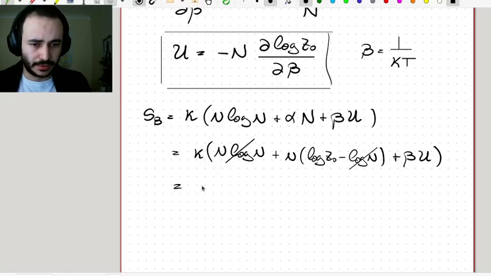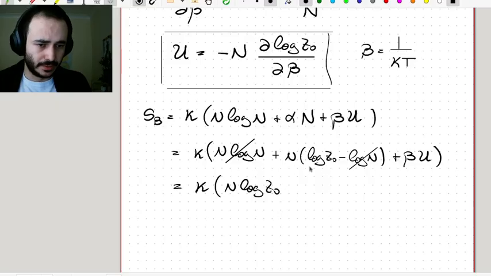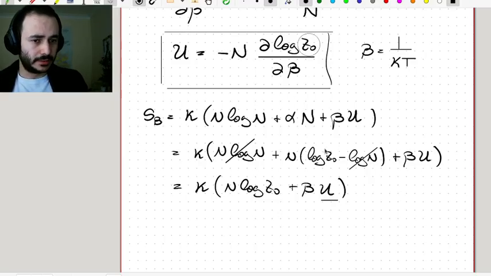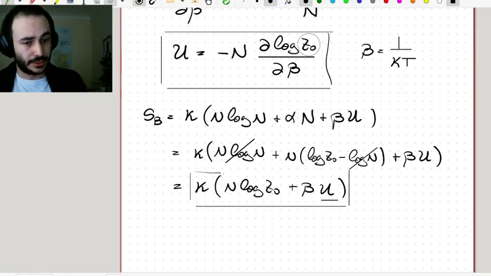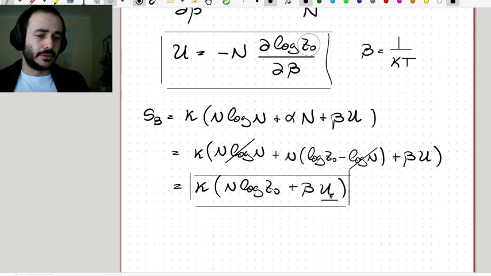And what you have in the end is that this is k n logarithm of z0. That's the term that survives down here. And this is beta u. And u itself can be exclusively calculated from the partition function. So again, if you know the partition function, you can first calculate energy. Once you have energy, you can put it here and calculate entropy. So that's a nice thing about it.